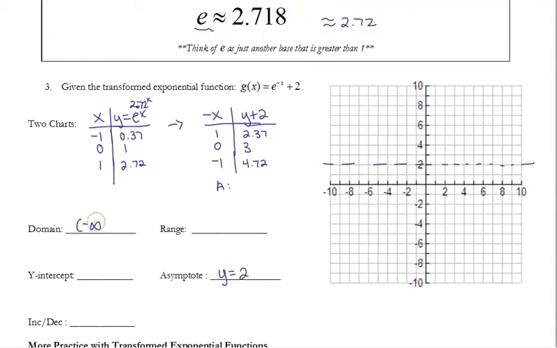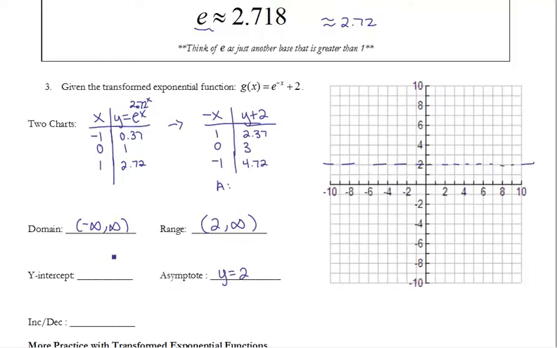Domain is always going to be the same for exponentials, which is really nice. And the range is determined by your asymptote. And then you want to make sure it didn't reflect vertically. If it did not reflect vertically, you're going to stick with your asymptote to infinity. If it did reflect, then it's negative infinity to your asymptote.